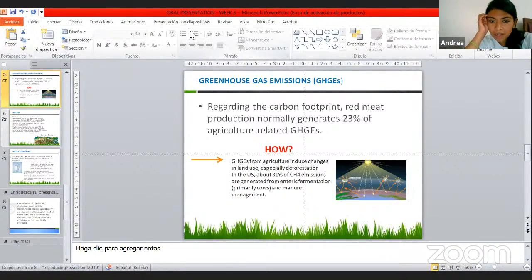Also, a fact: 31% of methane emissions are generated from enteric fermentation, primarily cows, and manure management. So this means that another reason producing meat generates increased gas emissions is the excrement of the cows and the management of this excrement to become compost.